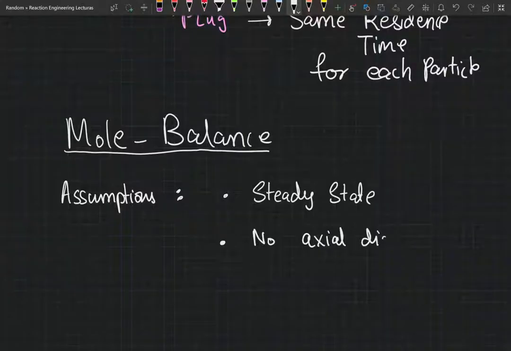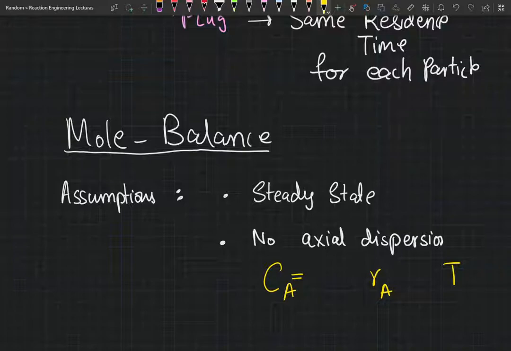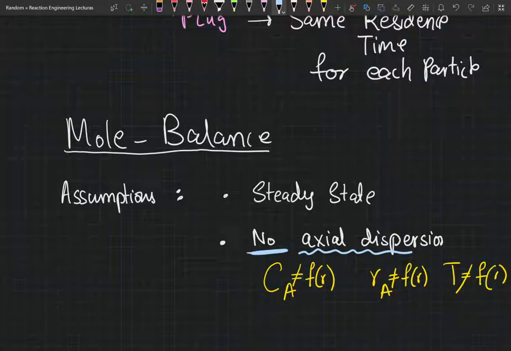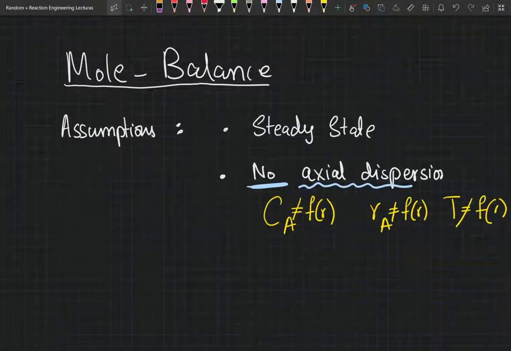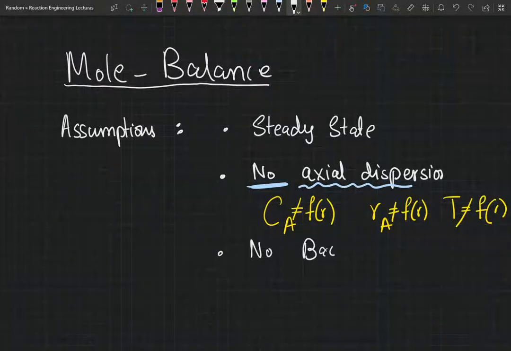What do I mean by that? No axial dispersion means that your concentration, your rate of reaction, your temperature, these properties, these variables are not functions of the radius. It doesn't matter if you're at the center or if you're at the edge. You're gonna have no variation. All right, that's the meaning of no axial dispersion. And we already know that there's gonna be no back mixing.